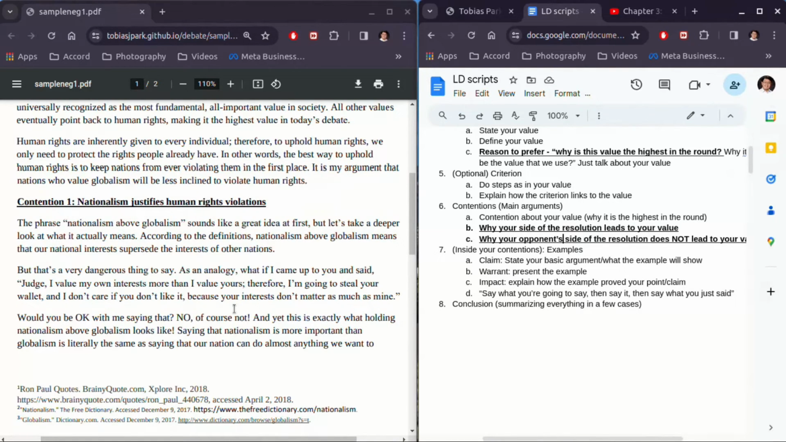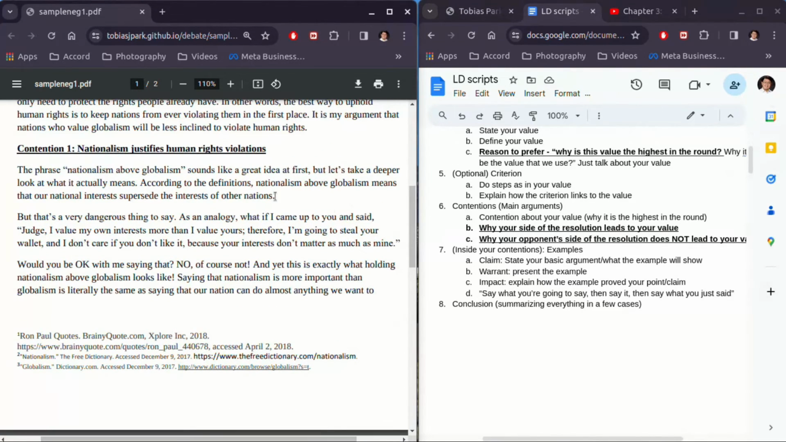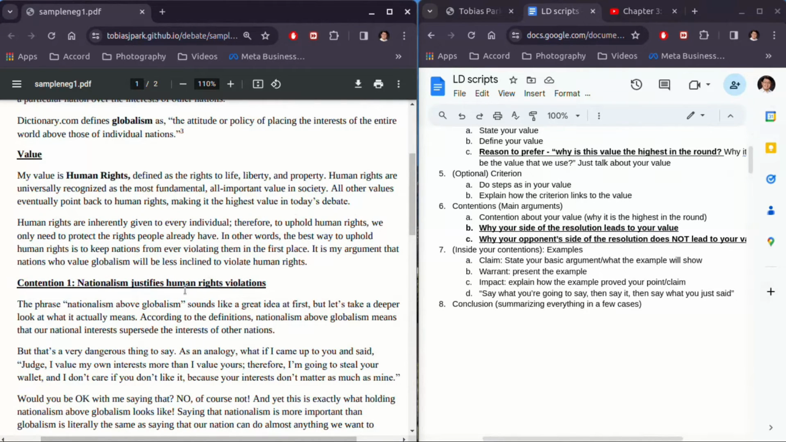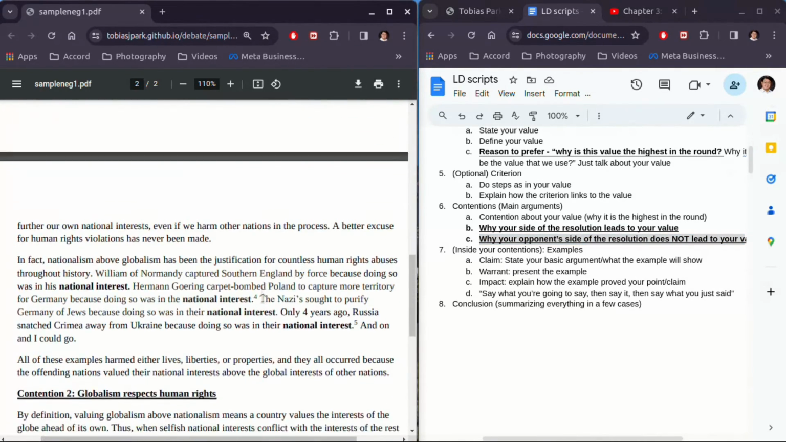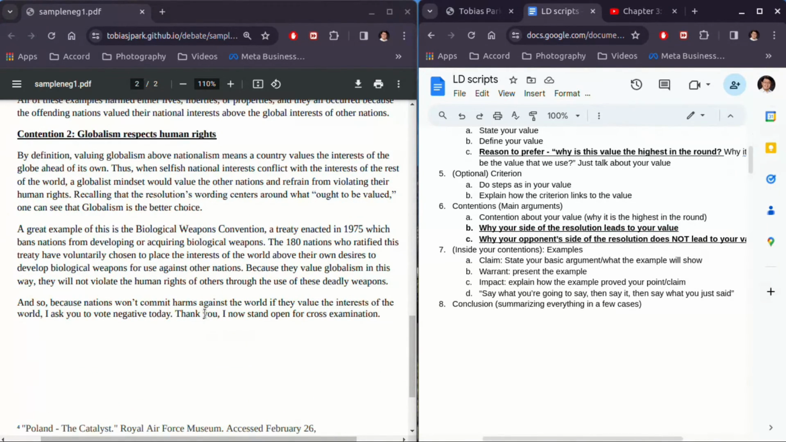And so that's what I have here. I've worded it a little bit differently, but I actually have as my contention one that my opponent's side doesn't lead to human rights. My opponent's side violates human rights. So that's this here. Your opponent's side does not lead to your value. Under my second contention, I have globalism, which is my side. Globalism respects human rights, and so that's the why your side of the resolution leads to your value aspect. So I have these two contentions in here. In this case, they're in the opposite order than I have them here, which is kind of confusing.